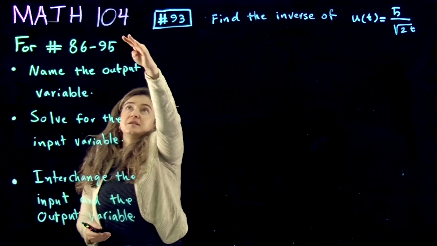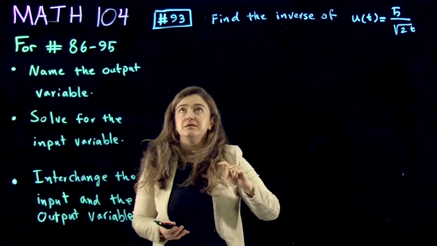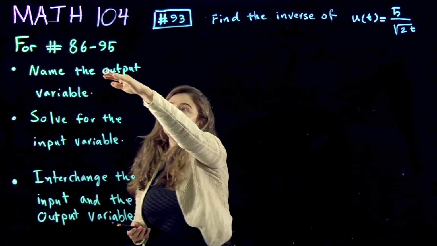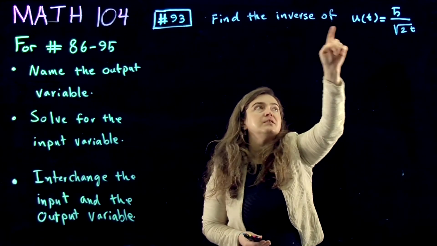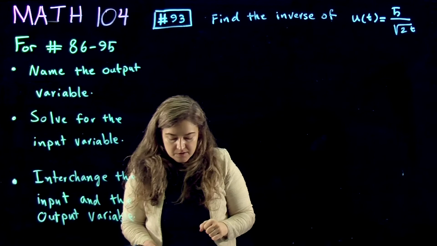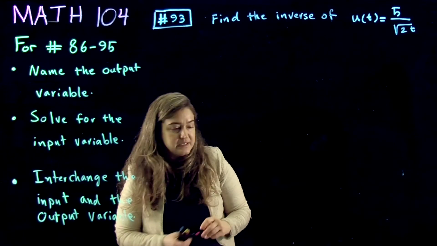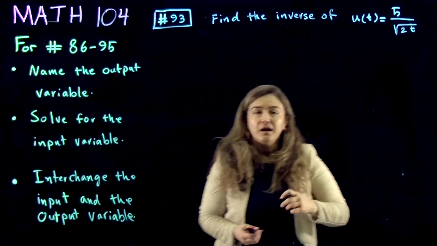We're continuing with Math 104 Gateway questions. This is question number 93 out of the poll 86 to 95. Find the inverse of u of t equal to 5 over square root of 2t. And the square root is over the entire thing.